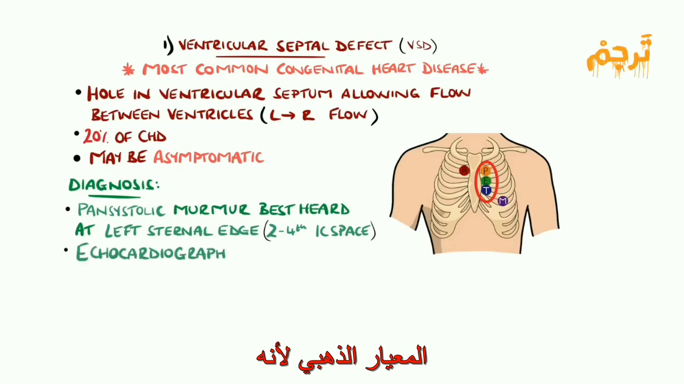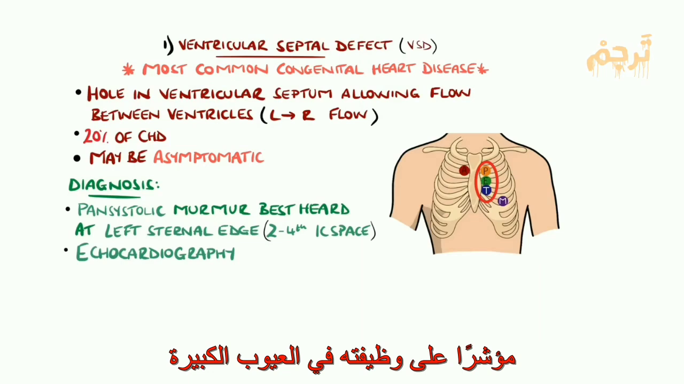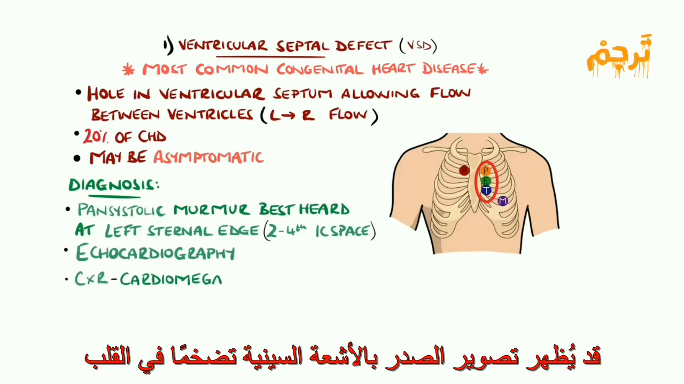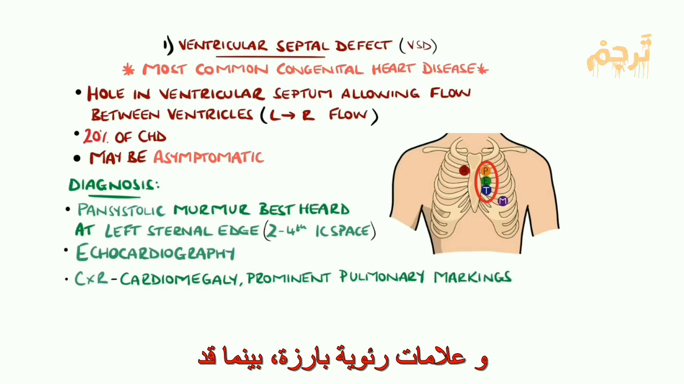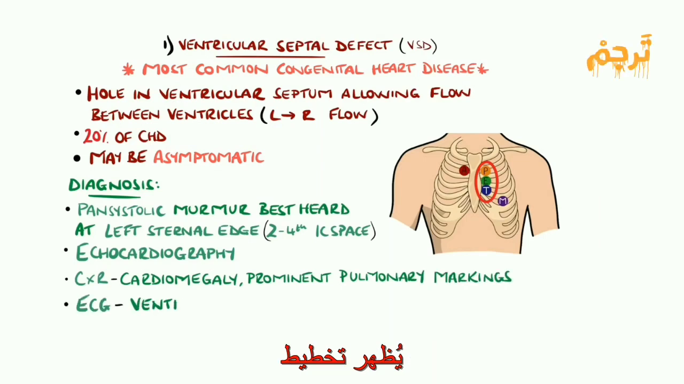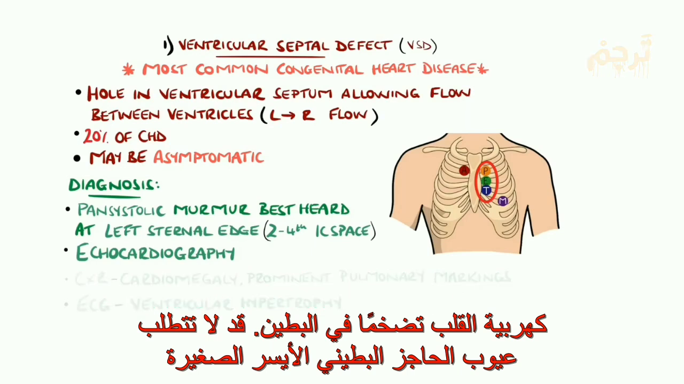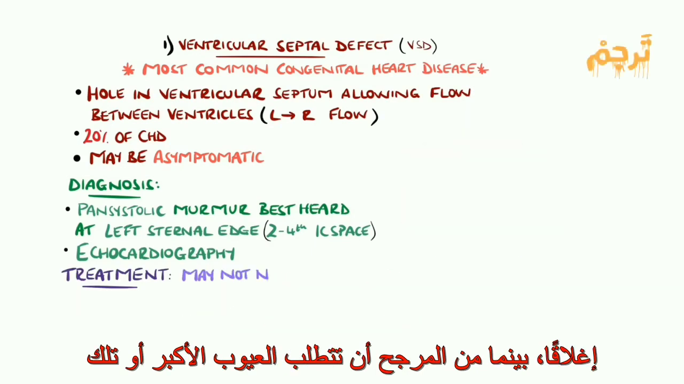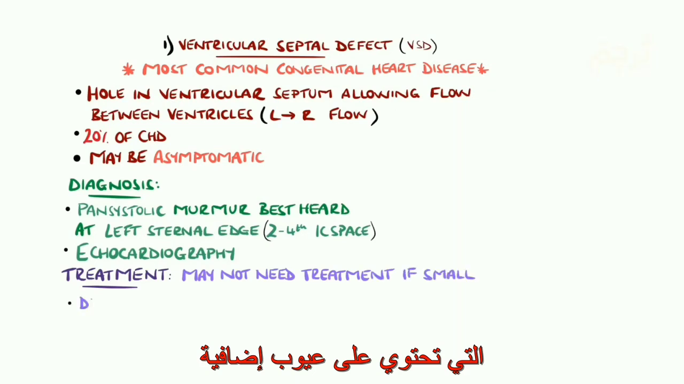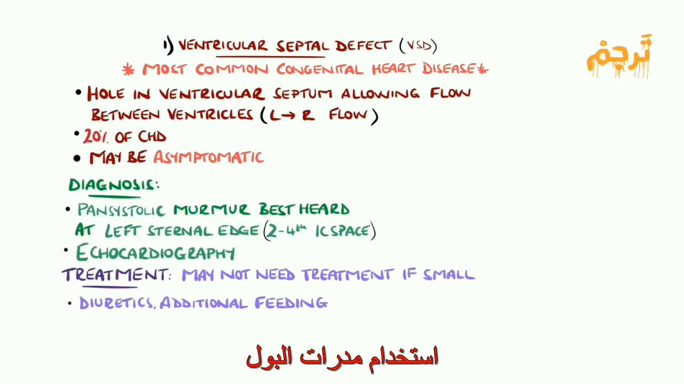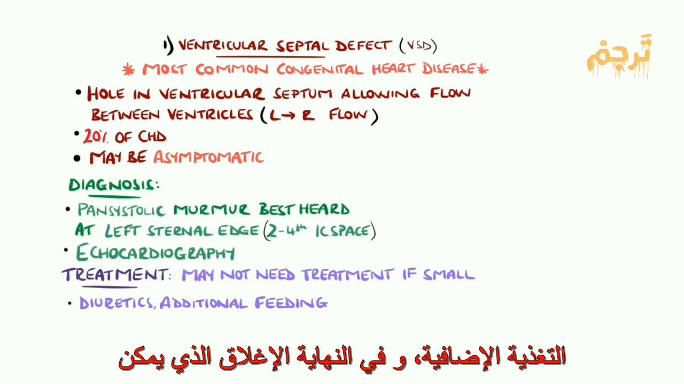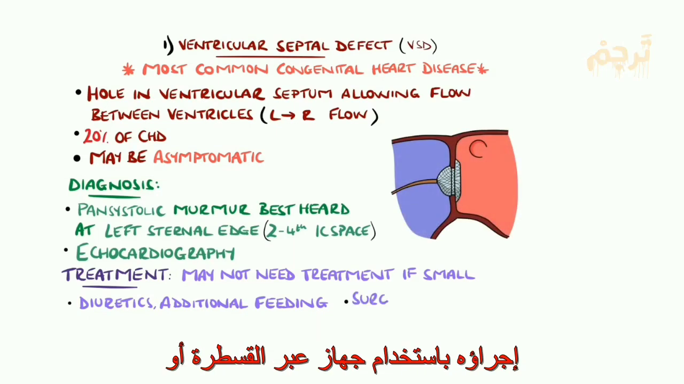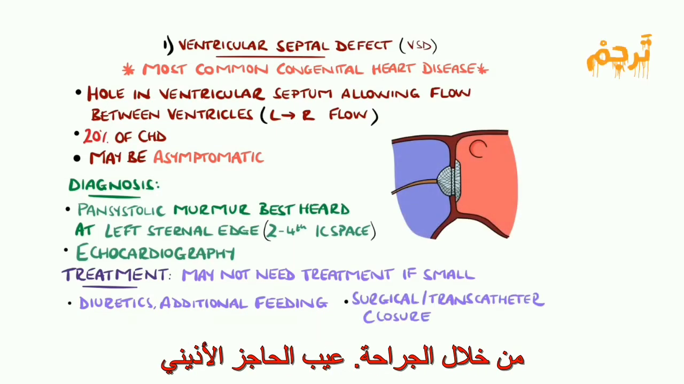Echo is the gold standard as it identifies the site, volume, and gives an indication of function. In larger defects, a chest X-ray may show cardiomegaly and prominent pulmonary markings, while ECG may show ventricular hypertrophy. Smaller VSDs may not require closure, while larger defects or those that also have additional defects will likely require diuretics, additional feeding, and eventually closure, which may be done with a transcatheter device or through surgery.